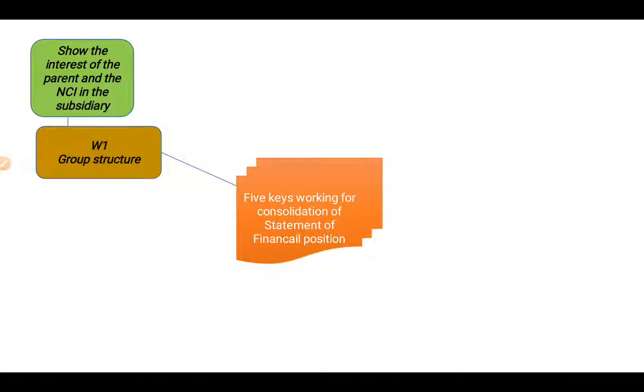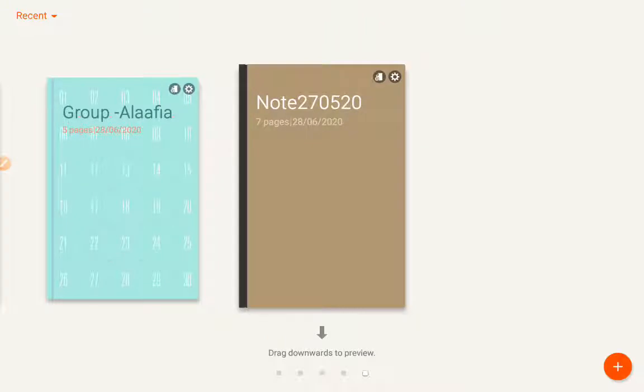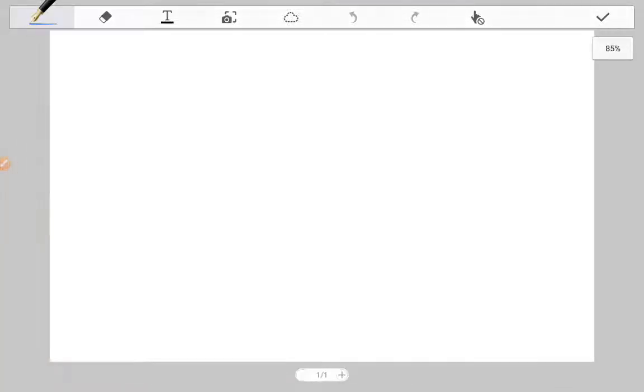In order to make this class more interactive, we are also going to have a working note to be of help to us. So let's get to the working note. In this working note, there are some things that we need to understand. The first thing we looked at is what is called the group structure.